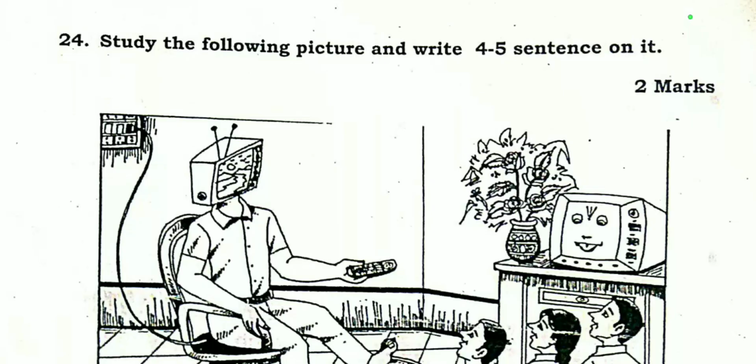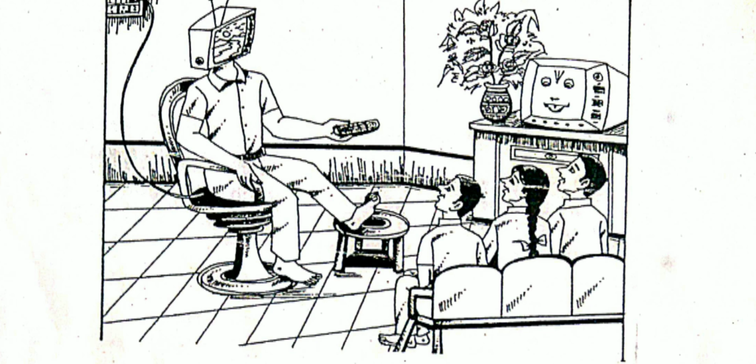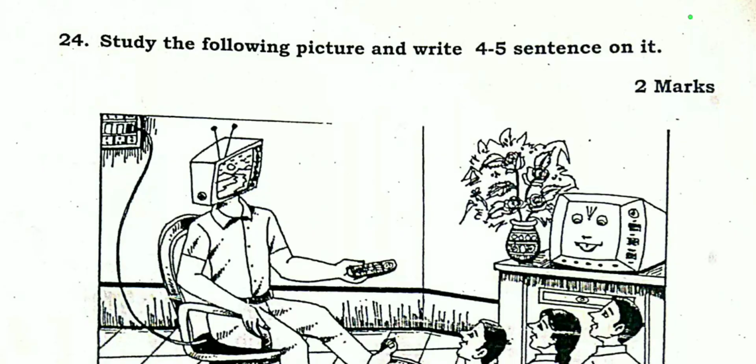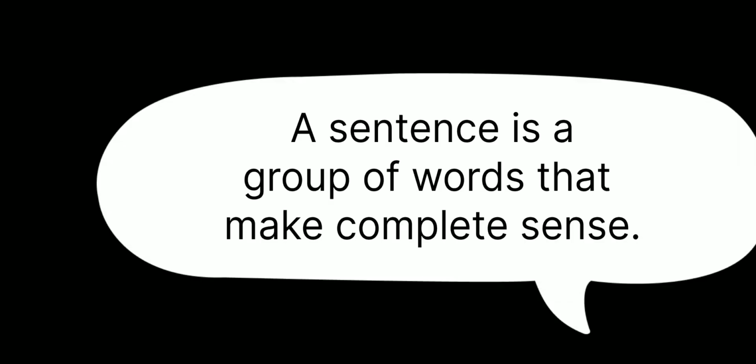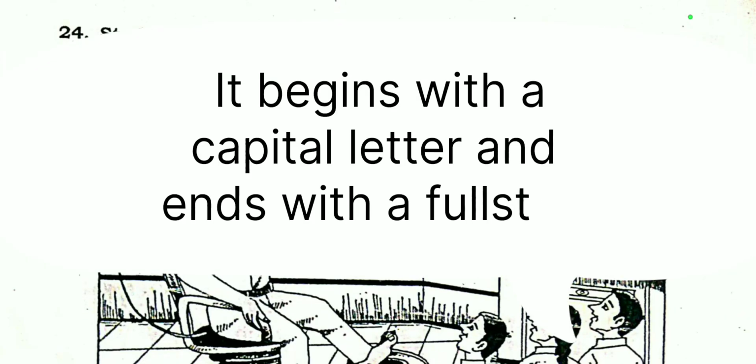24. Study the following pictures and write 4 to 5 sentences. So you follow the question. It gives you 2 marks. So it's so simple. You study the following pictures means you observe the picture and write 4 to 5 sentences. And don't write 2 or 1 sentence or 3 sentences. When it says 4 to 5, you write 4 to 5 sentences. A sentence is a group of words that make complete sense. It begins with a capital letter and ends with a full stop. So that is how you will come to know how many sentences you have written.